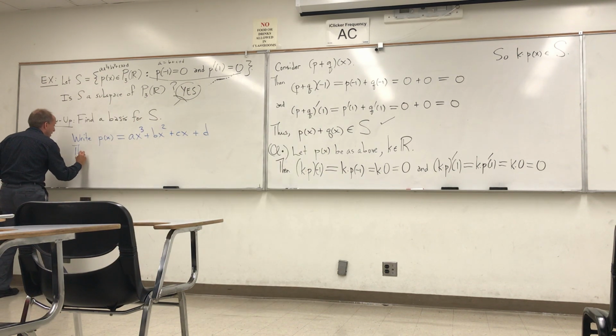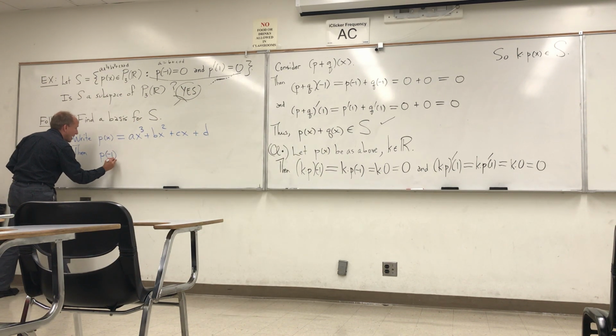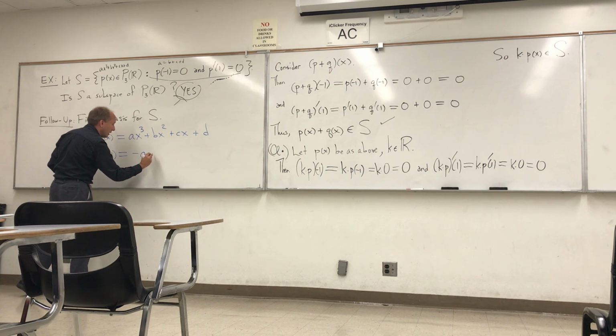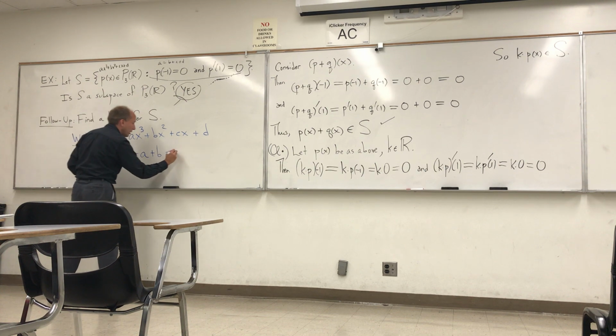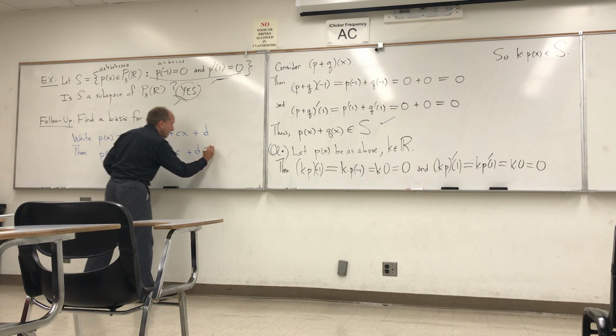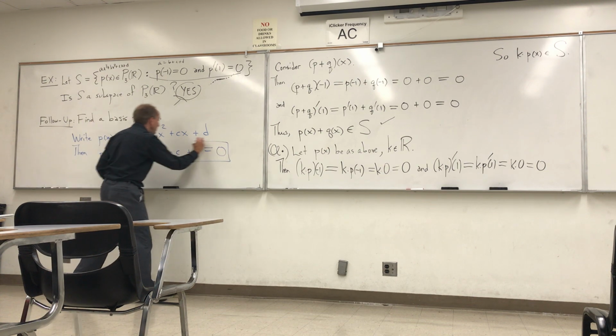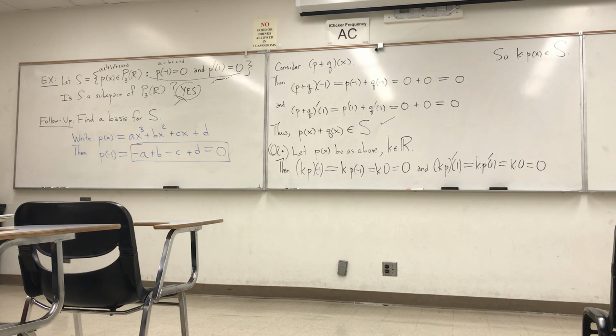So if I plug in -1 for x, -1 cubed is -1, so negative A, plus B, minus C, plus D, that has to equal 0. I'm going to put a box around that. That's when I plug in -1 into the polynomial.